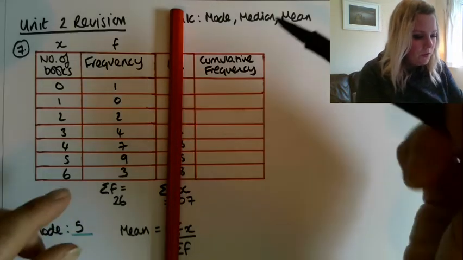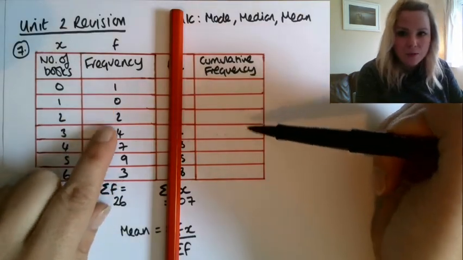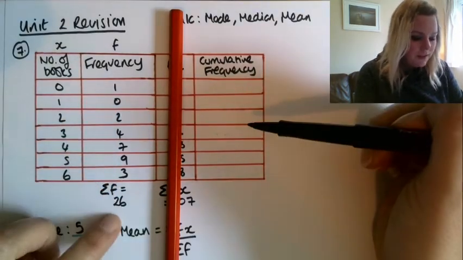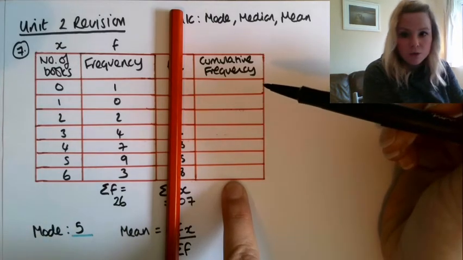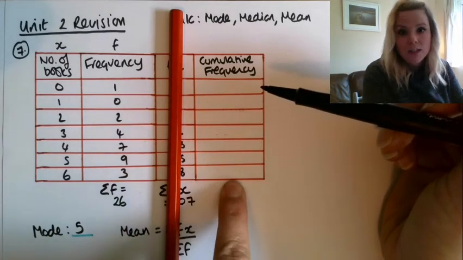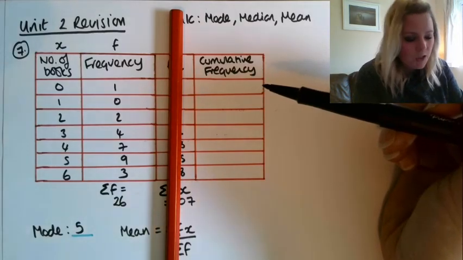Okay. So the cumulative frequency is just adding up all the frequencies as we go. And see the way we've already totaled our frequency column here? We know that this number here should be 26. So if it's not, then we've made a silly mistake somewhere. So that's always a wee check you can do.